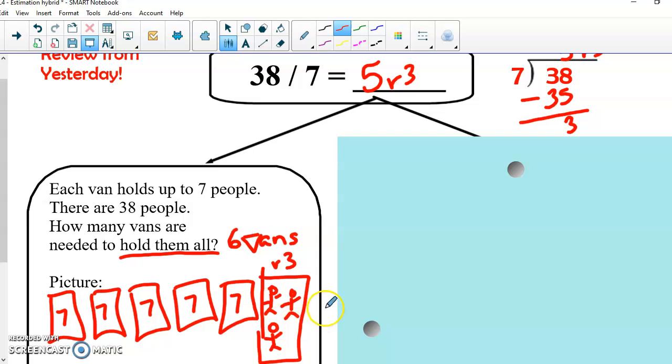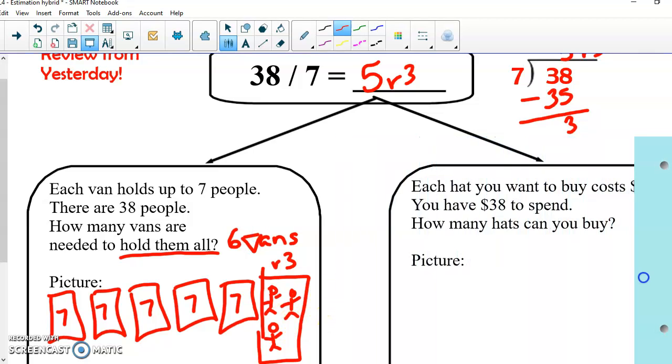Whoops, sorry about that. All right, so let's look at another equation and still see if 5 remainder 3 would work for the answer. So this says each hat you want to buy costs $7. You have $38 to spend. How many hats can you buy?